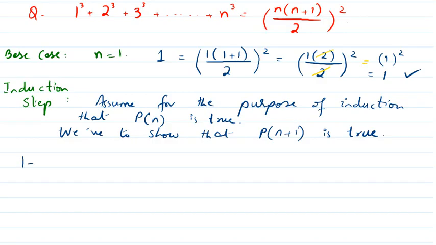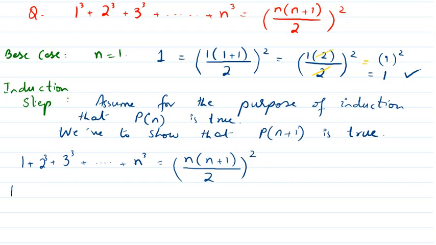Again, following the same steps, 1 to the cube plus 2 to the cube plus 3 to the cube, so on up to n to the cube is n times n plus 1 divided by 2 whole square. Putting n equals to n plus 1, 1 plus 2 to the cube plus 3 to the cube, so on up to n cube plus n plus 1 cube. I hope you are understanding it very well. I have written the previous term along with the term for which we are going to prove, that is n equals to n plus 1. Doing the same practice on the right hand side and replacing n with n plus 1.